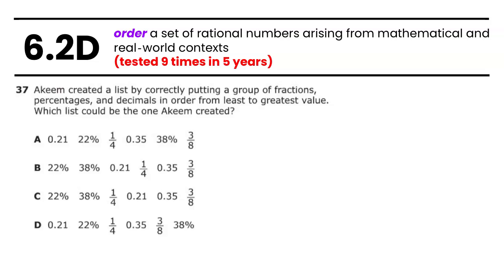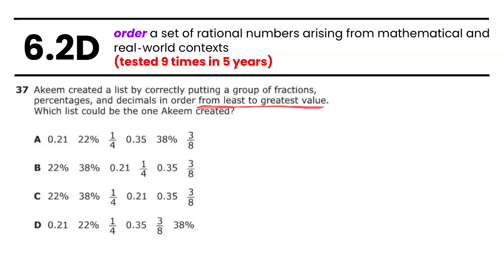And so as we see this problem, Akeem created a list by correctly putting a group of fractions, percentages, and decimals in order from least to greatest value. That is really important that students are reading carefully to know if they should be putting this from least to greatest, or in some cases from greatest to least. So it's really important that they're identifying that early on.